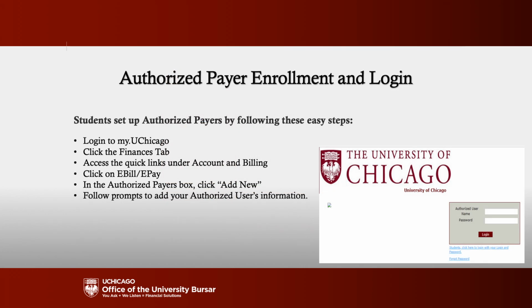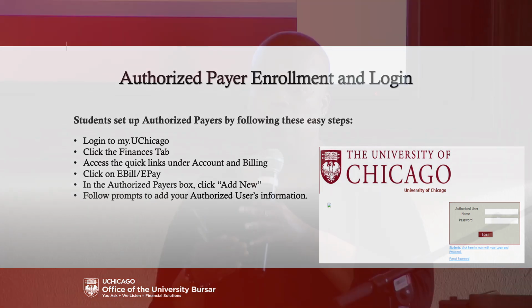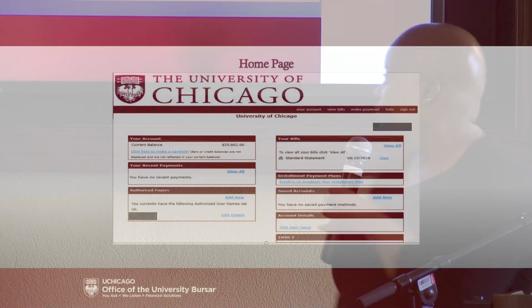And here's an example of how to authorize a user to pay tuition for students. The student will log into their My UChicago account, click on the Finances tab, and access the account and billing, and then click on e-bill, e-pay. From there, you'll see an option to add a new user. Once you add the new user, the parent will get an email to change their password to a unique password for your own access to the student bill.